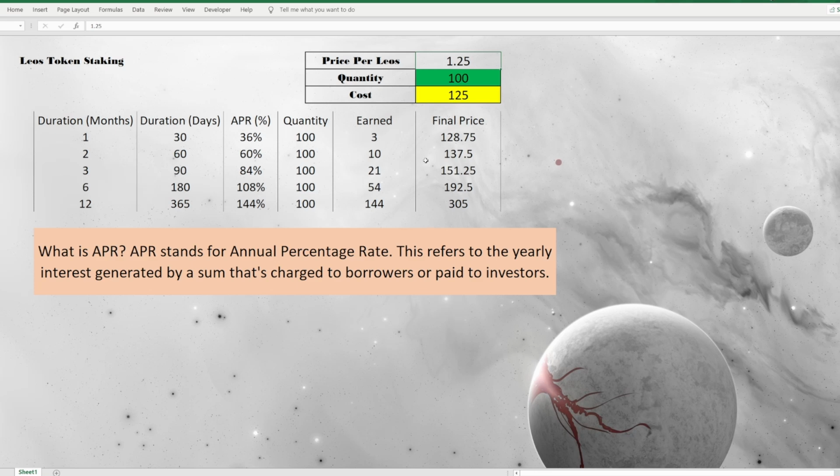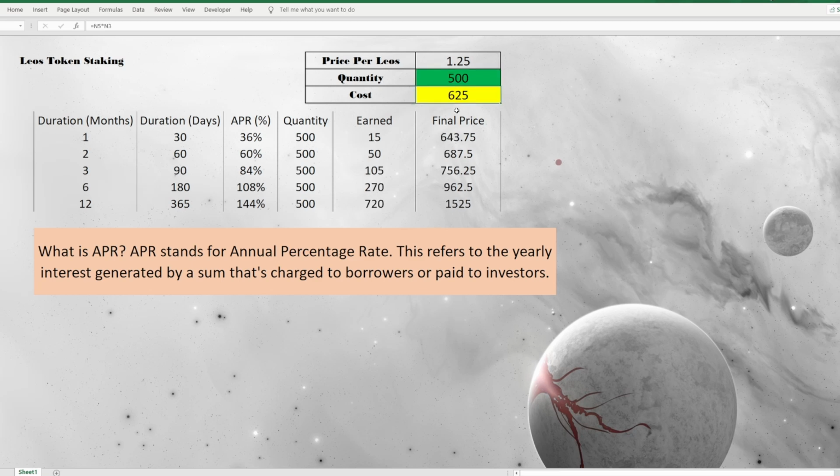Okay, so let's skip down to the 12 months. So say you're a long-term holder. You're really digging Leos, the use cases for you, and this is the token of the future. So if you hold on to Leos for 1 year, you're going to pick up 144 tokens, which has now increased your price from $125, which was your initial cost for 100 tokens at $125, to $305. And so at $125 today, you get about 2.5 times your money in a year from now. That's not that bad. Now let's bump up the quantity to 500.